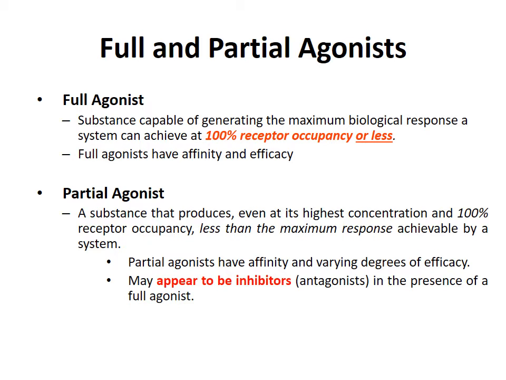Okay, regarding affinity and efficacy, full agonists have affinity and efficacy. Partial agonists have affinity and some efficacy, but not the maximum efficacy in many cases. They have varying degrees of efficacy, but generally lower efficacy than a full agonist.